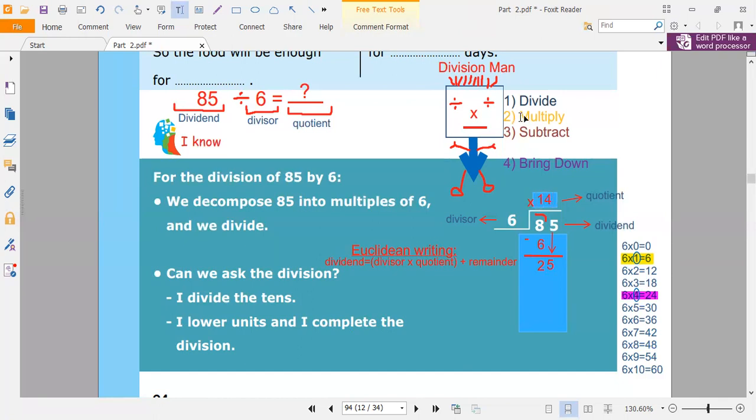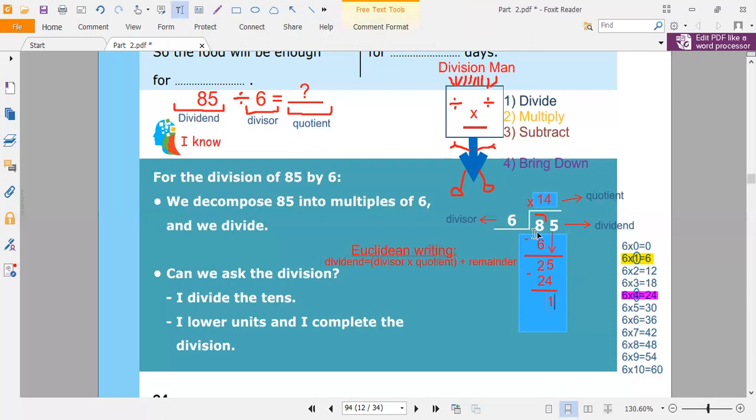Step 2, we multiply like his nose. So we have to multiply the 4 by 6. 4 times 6 equals 24. We write 24 under the 25. Step 3, we subtract. So now we have to subtract these two numbers. 25 minus 24 equals 1.